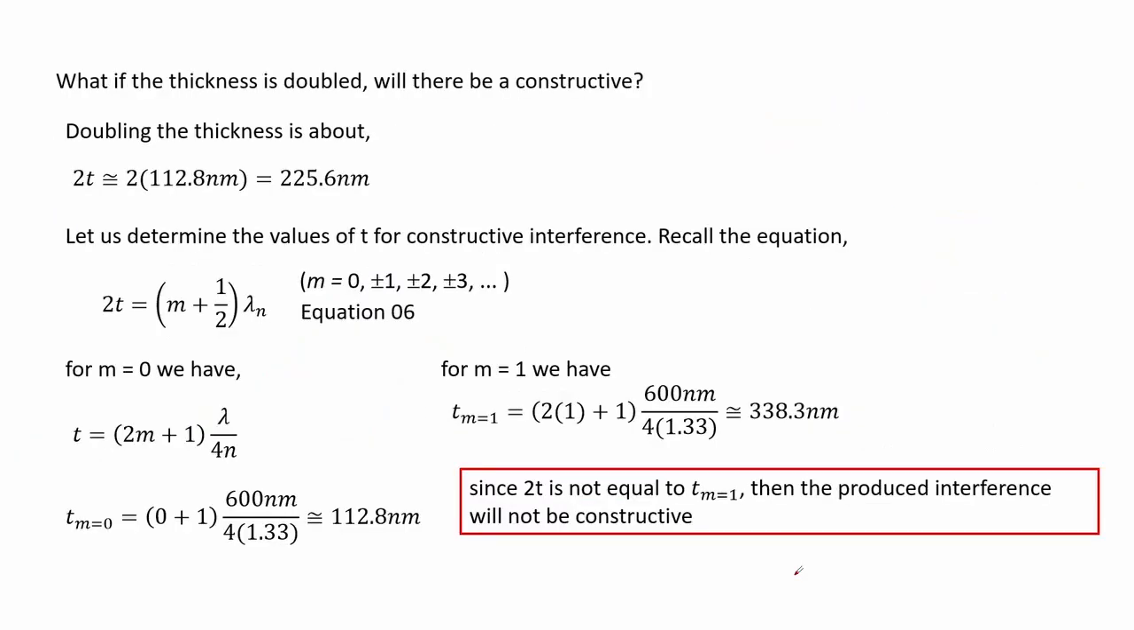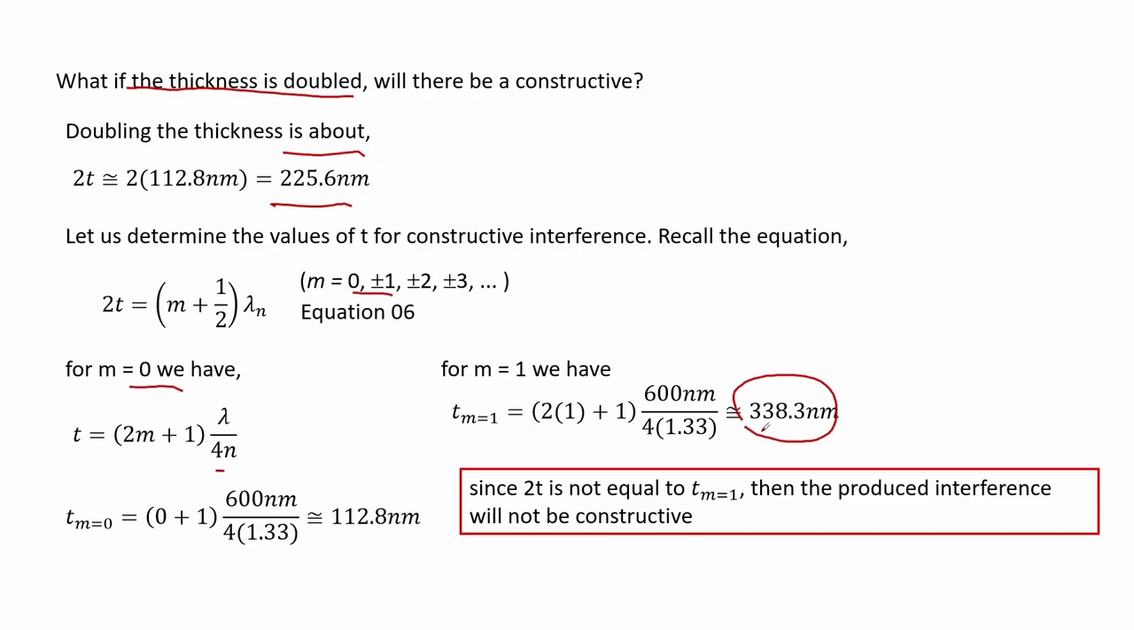In this case, we determine if there will be a constructive interference if the thickness of the soap bubble film is doubled. Doubling the thickness, we simply multiply it by 2. To determine if it has constructive interference, we determine the value of t for m equals 0 and 1. We see that m equals 0 is equivalent to the thickness t, and for m equals 1 we see that the thickness using equation 6 is about 338.3 nanometers.